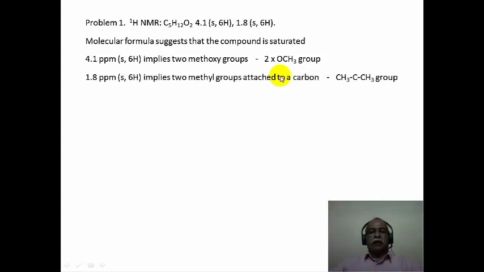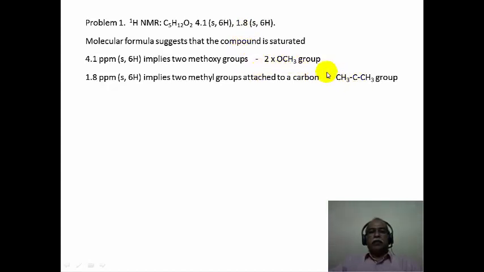Then comes the next chemical shift value of 1.8. This is a much smaller chemical shift value and it consists of 6 hydrogens as a singlet. This can only imply that there are two methyl groups attached to the same carbon. In other words, a gem dimethyl group attached to a carbon is the group that is responsible for this particular resonance at 1.8 ppm of 6 hydrogen intensity.